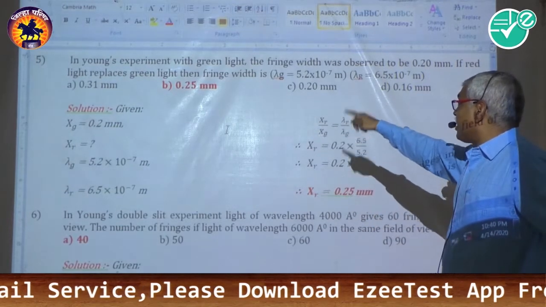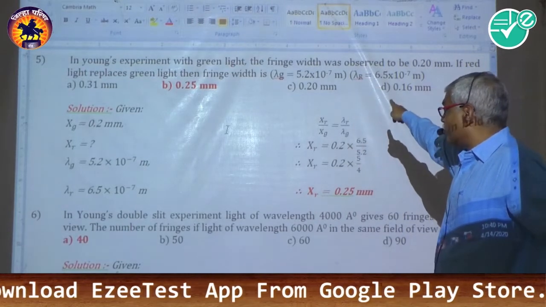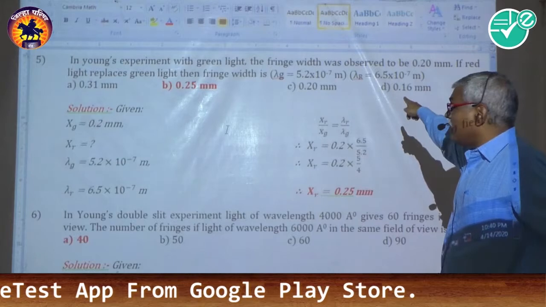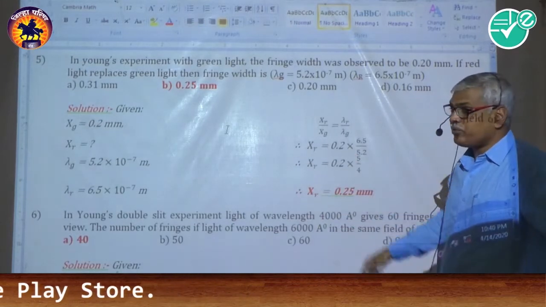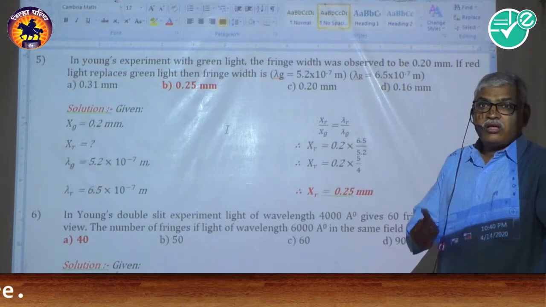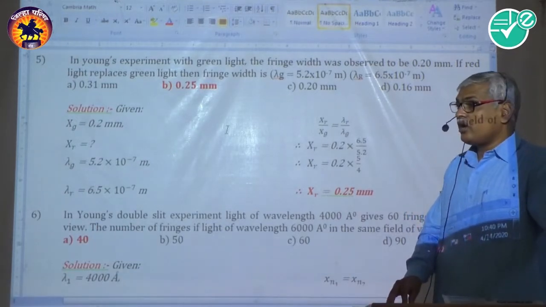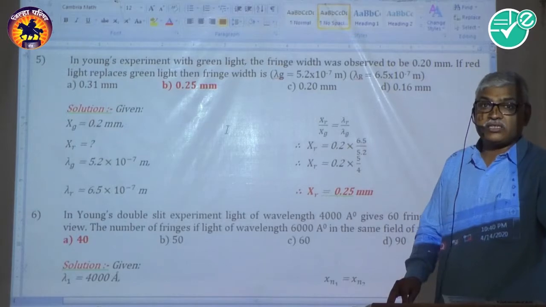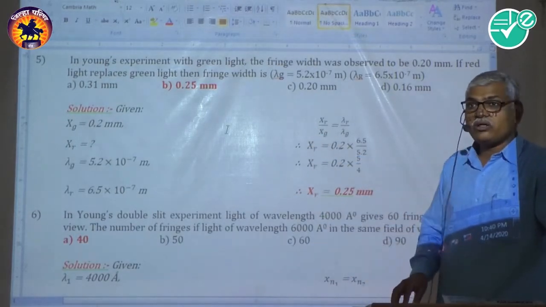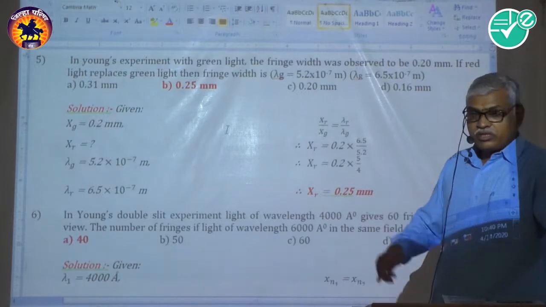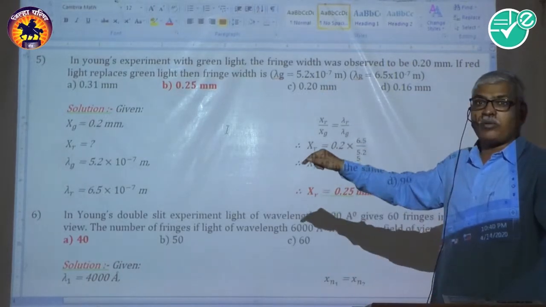Xr is equal to question mark, and also it is given that lambda g, wavelength of green light, is equal to 5.2 into 10 to the power minus 7 meter, and lambda r, that is wavelength of red color, is equal to 6.5 into 10 to the power minus 7 meter. Note that capital X, fringe width for green light, is given, and fringe width for red light is asked. Wavelength for green light and wavelength for red light is also given. That means we have to remember the relation between capital X and lambda.